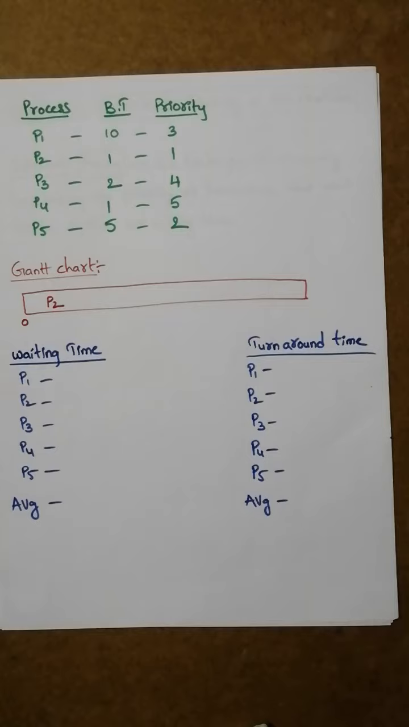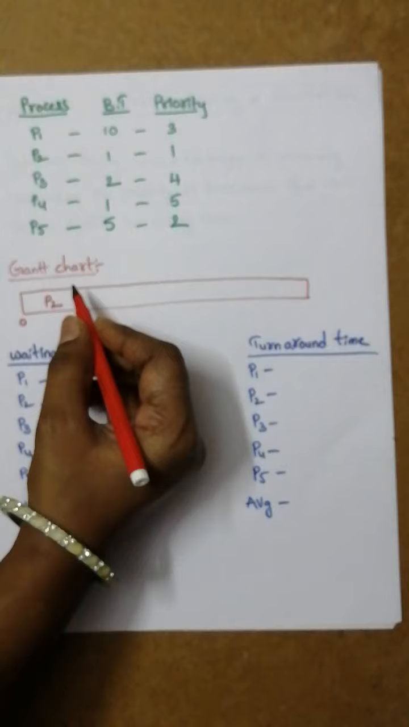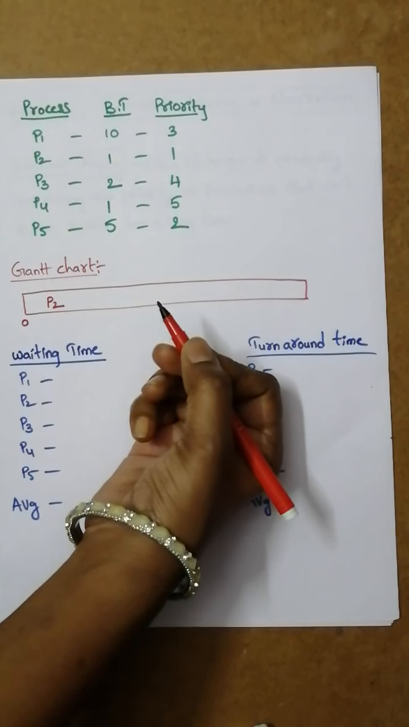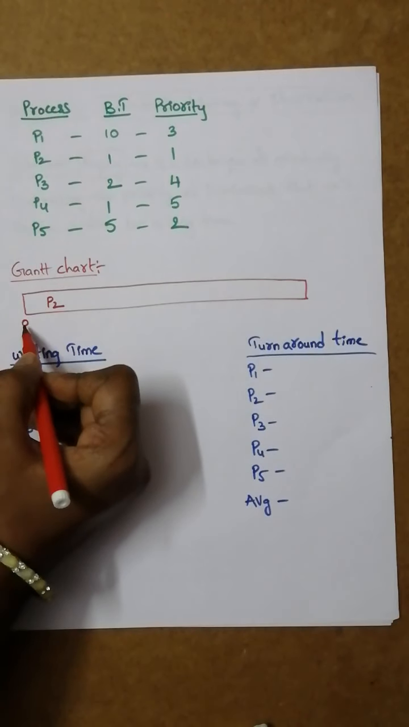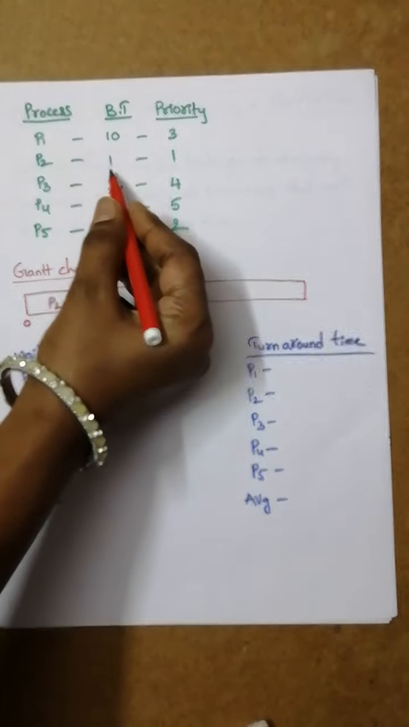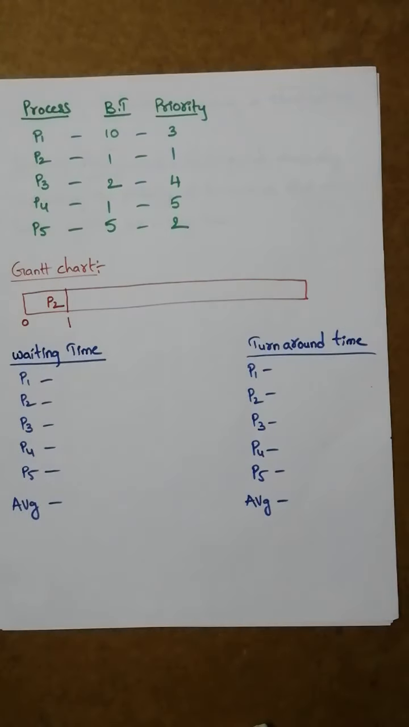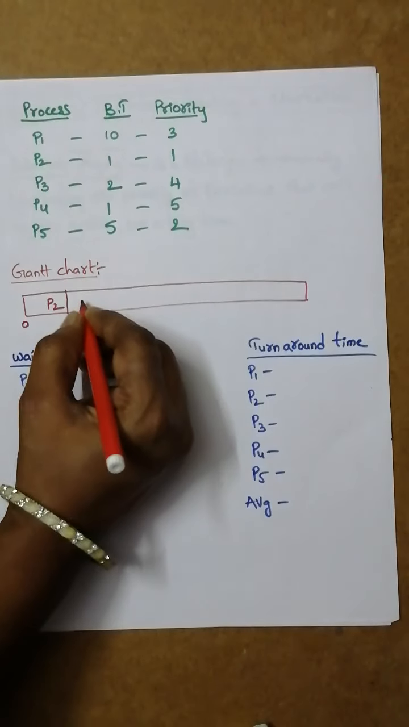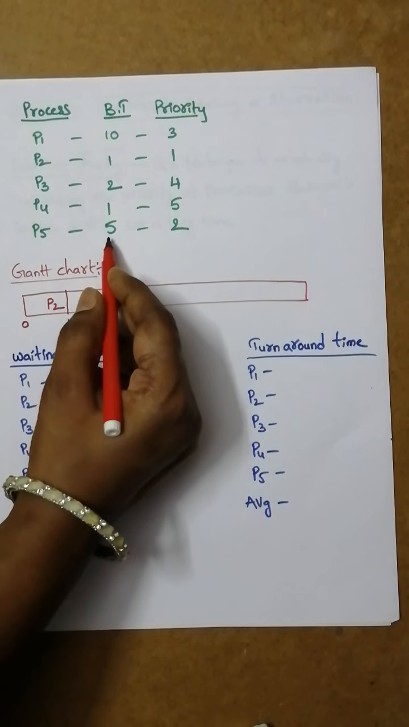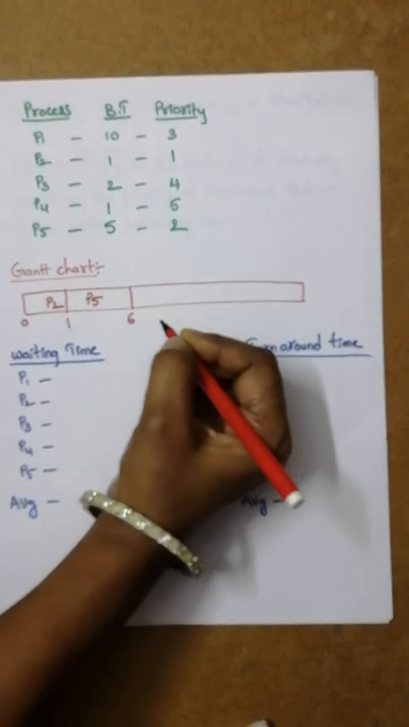Now let's see how they are executed in the Gantt chart, and the sequence of execution. Out of all these 5 processes, the one having the highest priority is P2. So P2 will start the execution. Its burst time is how much? 1. So from 0 to 1, P2 will execute. P2 has done its execution. After P2, the next highest priority is for P5. P5 will execute for 5 milliseconds, that is 1 plus 5, 6 milliseconds.